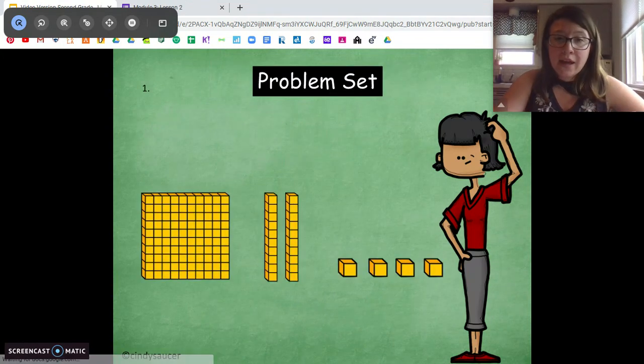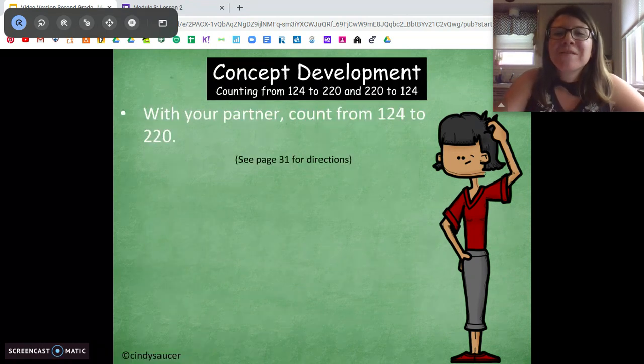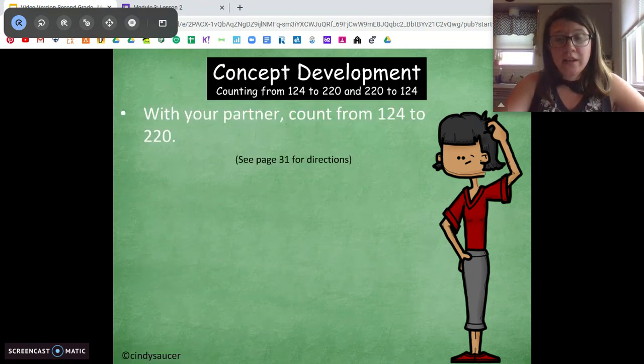I want you to count from 124 to 220 using tens and ones. Pause and try it.